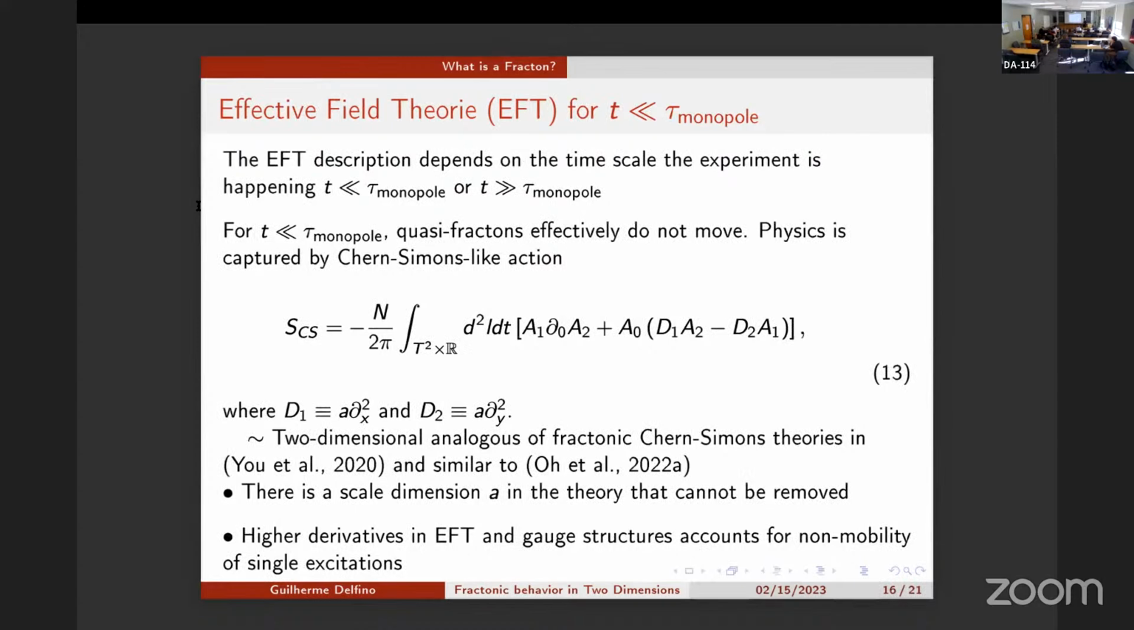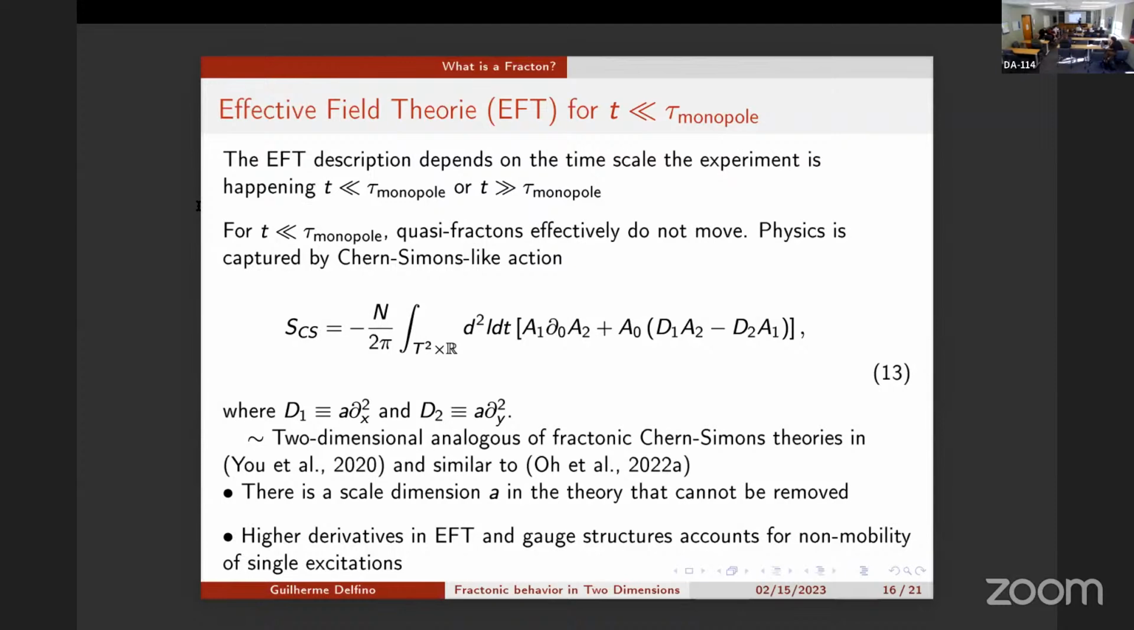So the last words that I want to tell you are about the effective descriptions of such a system. We have this UV-IR mixing thing. So does it even make sense to try to describe the IR physics, trying to forget the lattice? Does it even make sense to write down a continuum action like this? And we argue that yes, if you take some care in how you regularize the system, and also some care in which scale of time you are doing your experiment. Because of the emergence of this tau monopole time, this effectively separates the description into two scales.